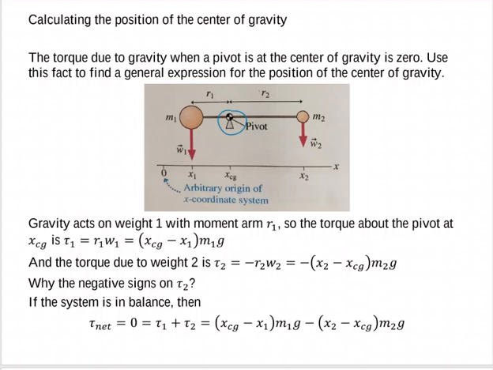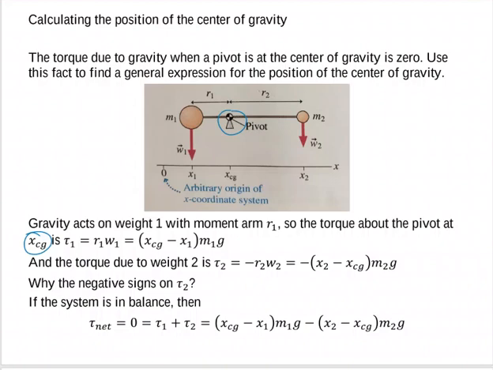This is like a teeter-totter situation, okay? If you have people on a teeter-totter and one side is heavier than the other, that one side drops, right? But if you move that one side that's heavier closer than the other side, now you got a longer radius, you're going to get a bigger torque, as we know, okay? So finding that radius length that's perfect to balance it back out is the trick, okay? So gravity acts on weight 1 with the moment arm R1, so the torque about the pivot, XCG, we're going to use this notation here for center of gravity, is torque 1 equals R1 W1.